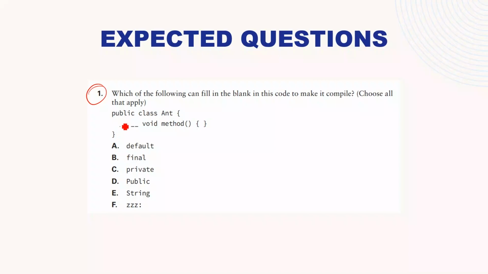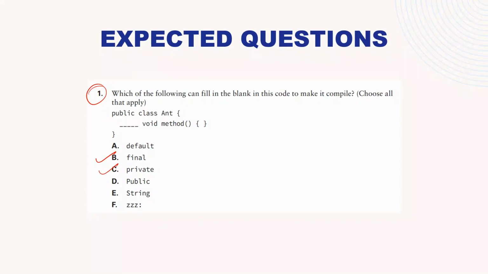So it says public class Ant, and then we start with a method, and it asks what can we fill in this particular space to make it compile. If I read through the options, I would say that B and C are the correct options in this case. Why? First of all, void is a return type, right? Only the access modifier or optional specifiers are allowed before the return type.